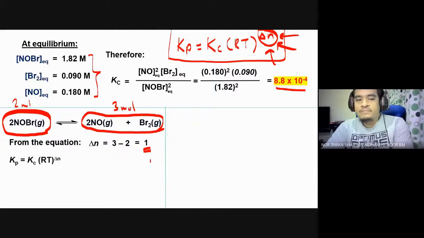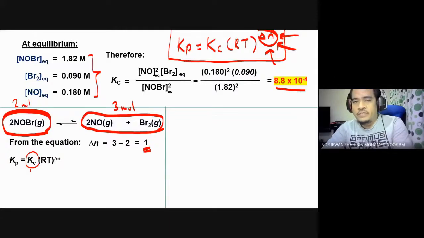All right, then we write the equation: Kp equals Kc times RT to the power of delta N. Since Kc was already determined just now, 8.8 times 10 to the power of negative 4, we are going to substitute this here. And then R, what is R? Gas constant, 0.08206 liter atm per mole per Kelvin, and then the temperature. The temperature is given, but keep in mind, class, if the temperature given is in Celsius, we need to convert it into Kelvin first, and then we substitute into this equation.